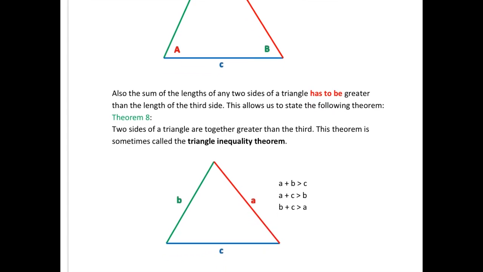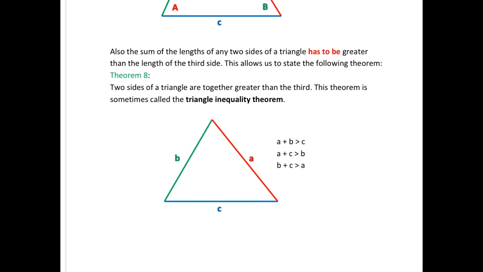So what it means is, in this picture here, we have a triangle and we've labeled our sides A, B, and C. But what we have to have is that A plus B is bigger than C. A plus C has to be bigger than B. And B plus C has to be bigger than A.